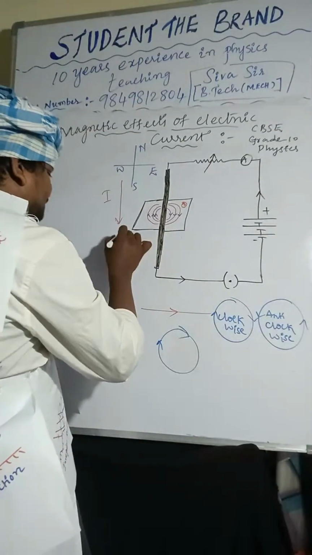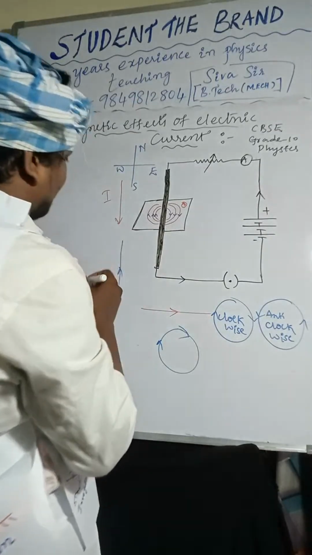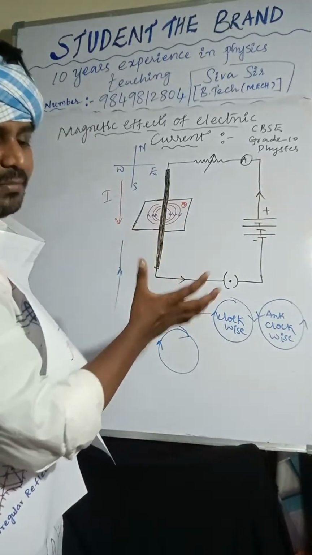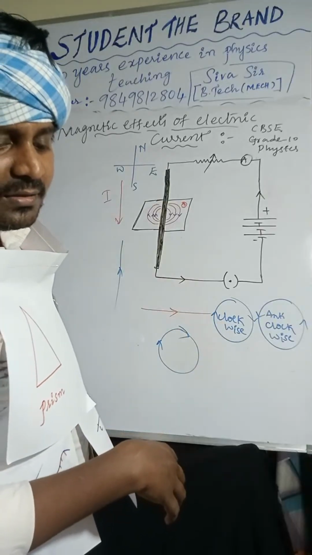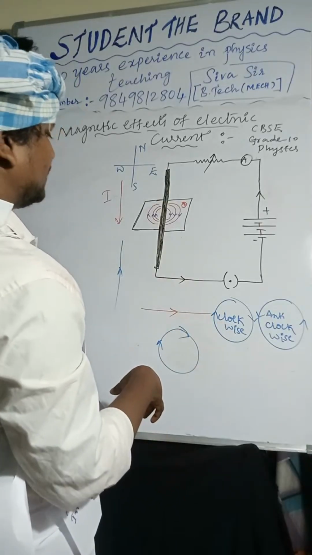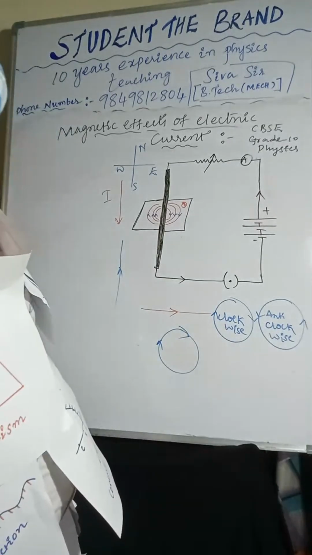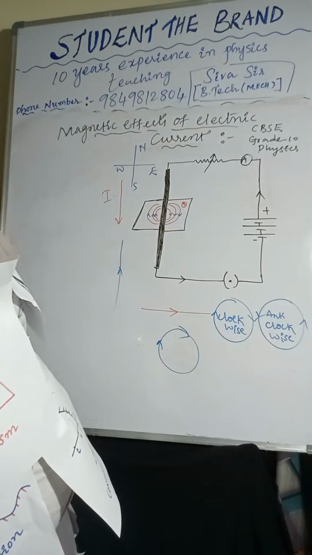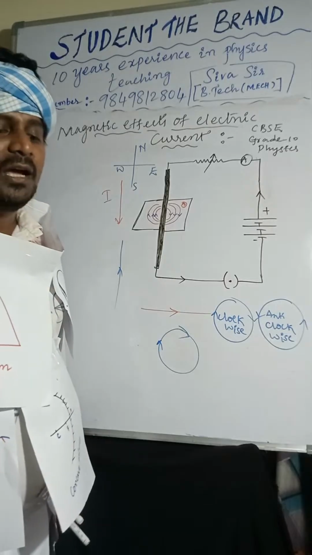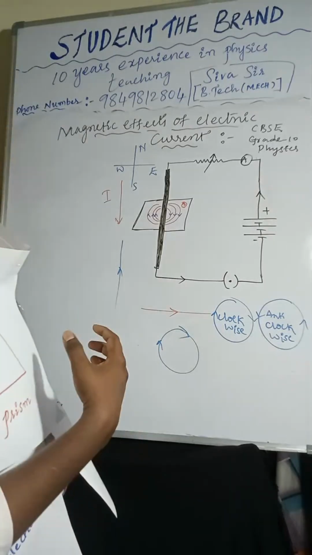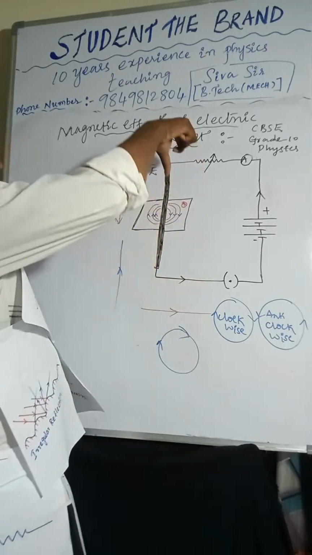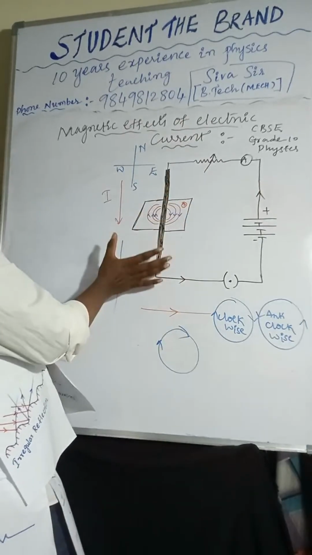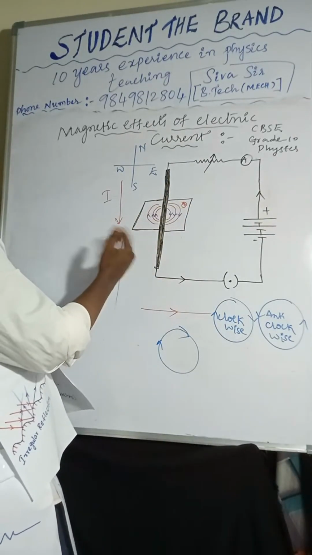If the current is in the upward direction, the magnetic field will be in the anti-clockwise direction. Understood? I hope it is very clear to you all. If the current is passing in the downward direction, the magnetic field will be clockwise. If the current is moving in the upward direction, the magnetic field will be anti-clockwise.